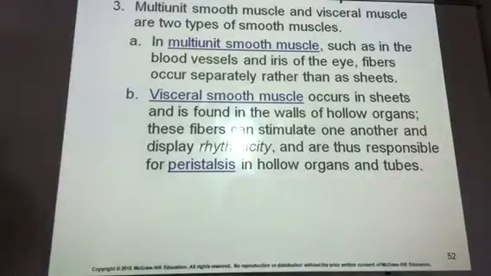These occur more in a sheet-like origination. They're found in walls of your hollow organs, so stomach, intestines, pancreas, in many of your organs. And what happens is these fibers stimulate one another, and they're going to have a rhythmicity, and they're responsible for peristalsis, which pushes food and digested material through your hollow organs and tubes.